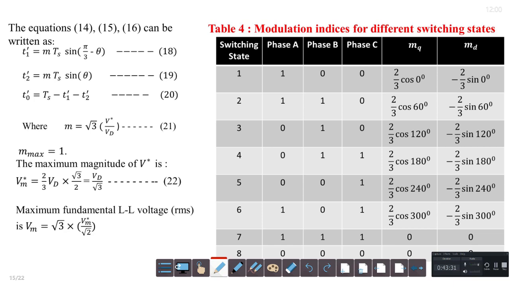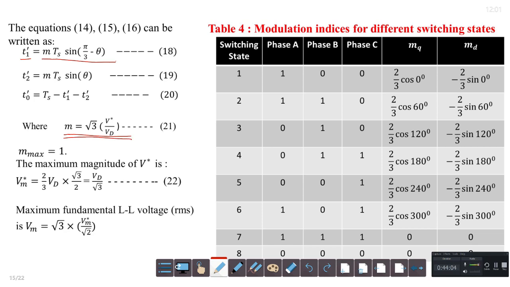Now in equations 14, 15, 16 we have the expressions for T1 dash, T2 dash, T0 dash in that order. Now we convert them. From equation 14, T1 dash is M into Ts into sin(pi by 3 minus theta). What is M? M is the modulation index, given by root 3 times the reference voltage V star divided by the DC voltage VD. Equation number 21 gives the modulation index M.